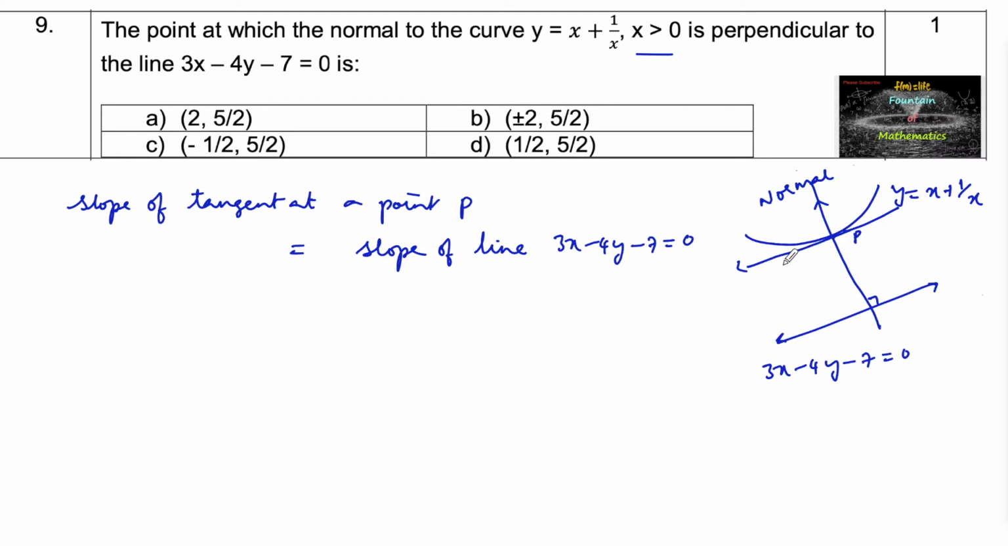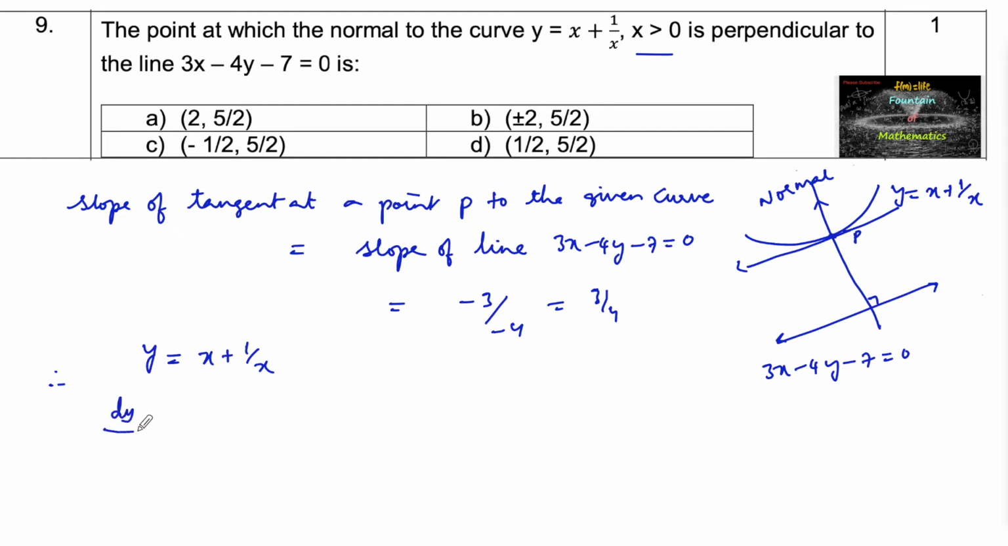So we can say that the tangent at a point P to the given curve has slope equal to the slope of the line 3x minus 4y, that is minus a upon b. So minus 3 upon minus 4, which is equal to 3 upon 4. Therefore the slope of the tangent, let me differentiate. Given y is equal to x plus 1 upon x, the slope of the tangent is dy by dx at a point P, which is equal to, differentiating, 1 minus 1 by x square, which is equal to 3 upon 4.